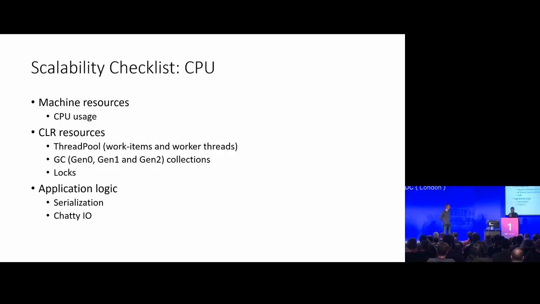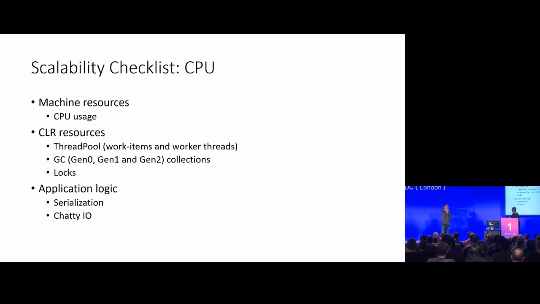All right, the checklist for scalability. So I made 3 categories here: machine, CLR, and application logic. These aren't the full list, but it's what we think are common enough that we've seen in applications. So looking at CPU usage in general to see where you're at. Thread pool, the number of work items and the number of worker threads that are currently allocated. Looking at the number of collections, Gen 0, Gen 1, Gen 2. Hot locks in the process.